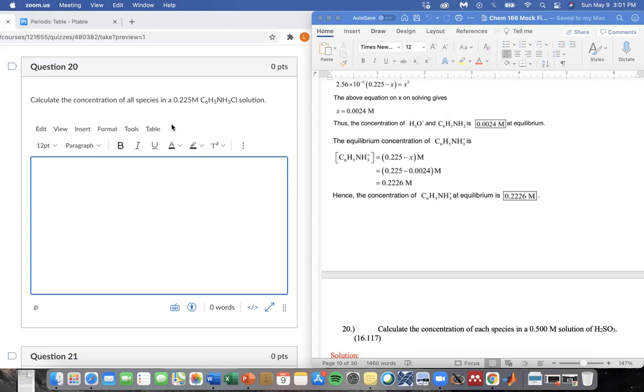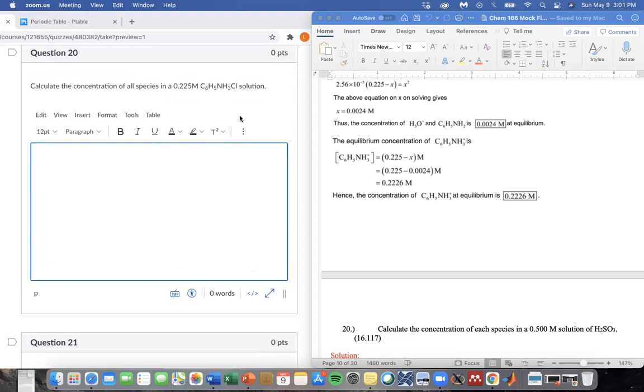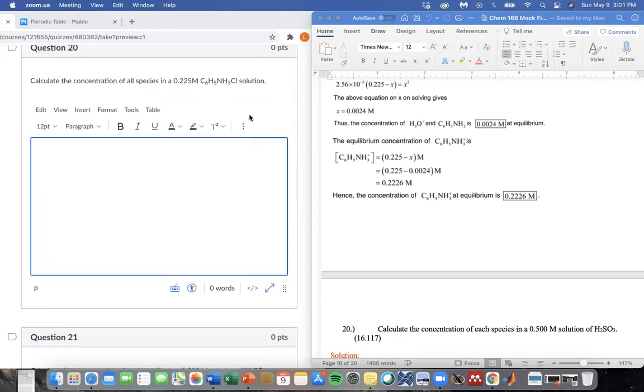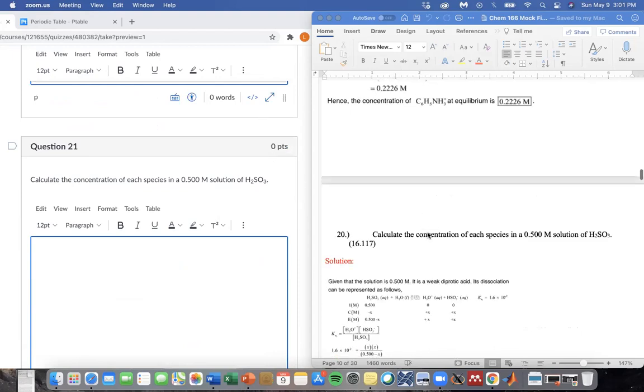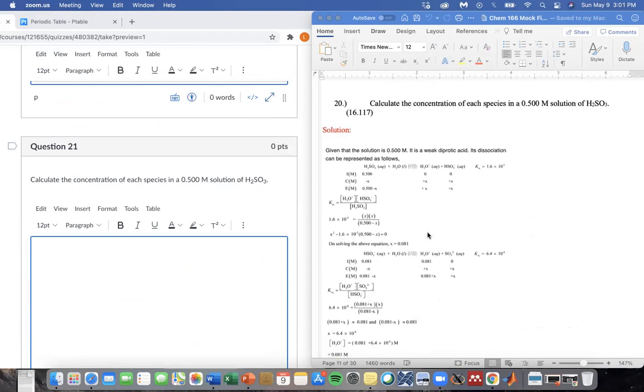I don't think you'd ever get a question like this on one of the exams, honestly, but it's a good exercise to just do a weak acid calculation. And you have the exact same thing here, just with different species.